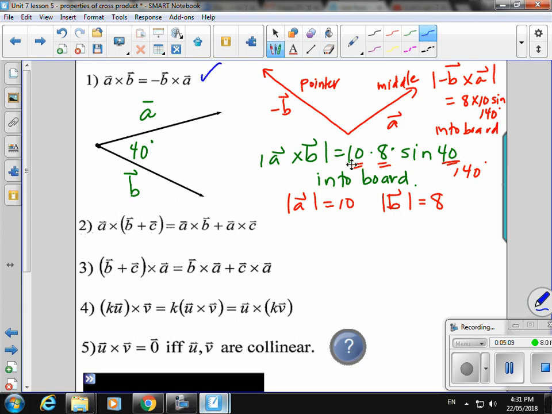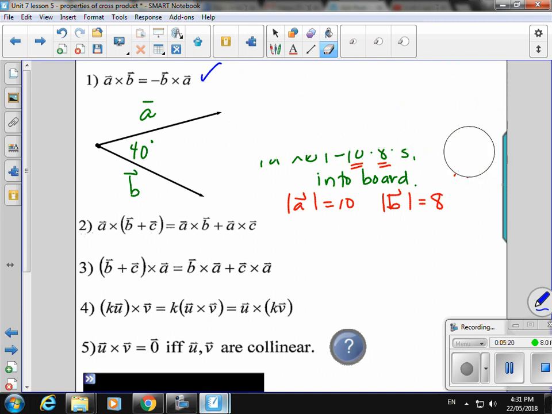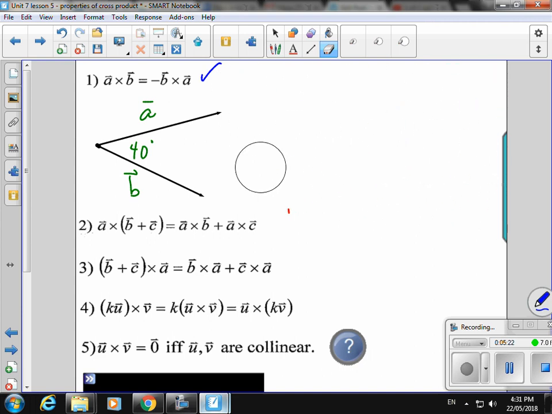That means that the cross product is not commutative. You cannot just cross product things in reverse order. It is different. Order matters. So A cross B is equal to negative B cross A, not commutative.